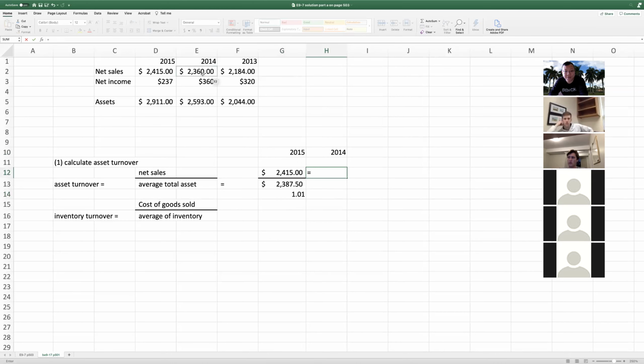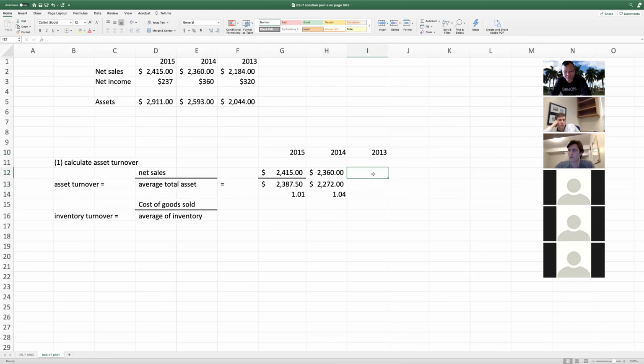Use net sales of 2014 and divide by the average of assets in 2014. So the beginning balance of 2014 is the ending balance of 2013. And the ending balance of 2014 is this. So 1.04 for 2014.